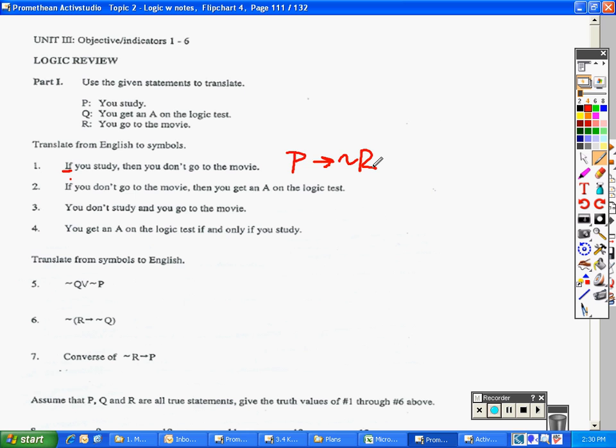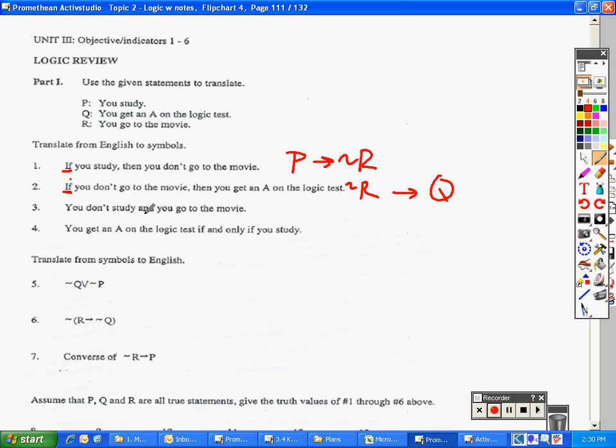If you don't go to the movie, so let's see, again, we're going to see an if, that implies an arrow. If you don't go to the movie, so not R, that's the opposite of what R is saying, then you get an A on the logic test. Q means you get an A on the logic test. That is exactly the same, so it's going to remain Q.